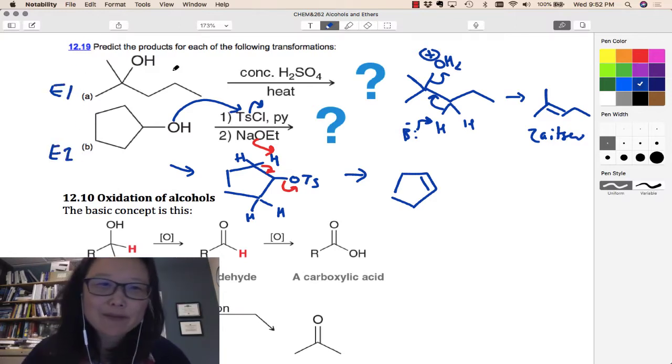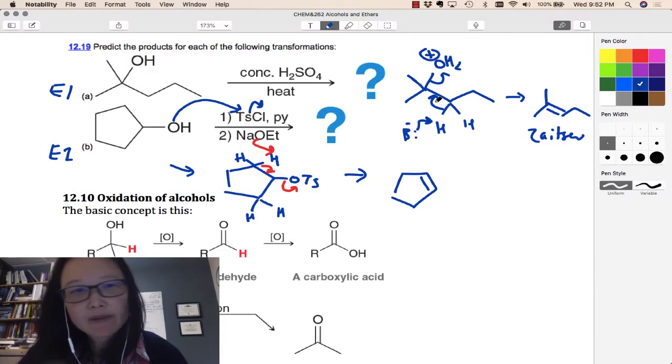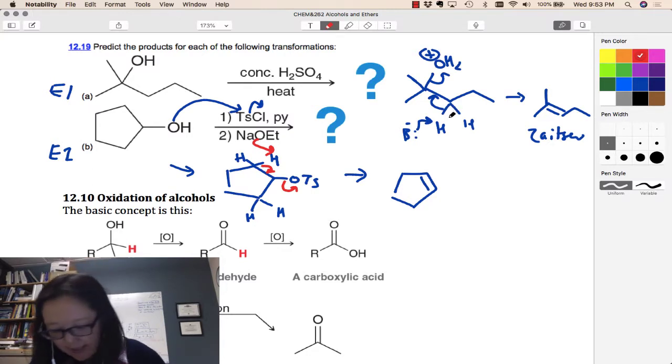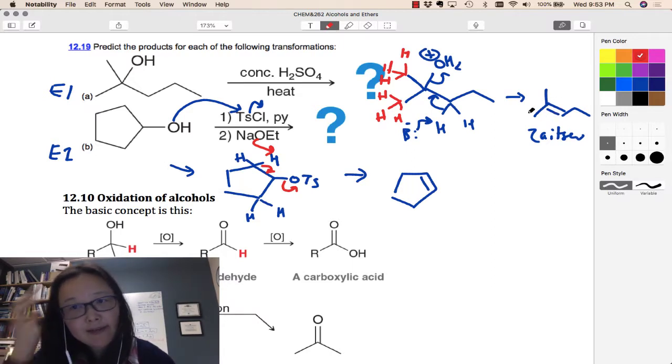So with the E1, we're turning this into a good leaving group, water, using strong acid, and then a base in solution, maybe a little bit of water in solution, can take this hydrogen off, and we can eliminate Zaitsev. The only thing to watch out for is multiple beta hydrogens. We have these beta hydrogens. We also have these beta hydrogens here. So you just have to be careful because they'll give you a different product with the double bond here instead of here. But we normally go with Zaitsev because that is going to be more stable than the Hofmann thermodynamically.